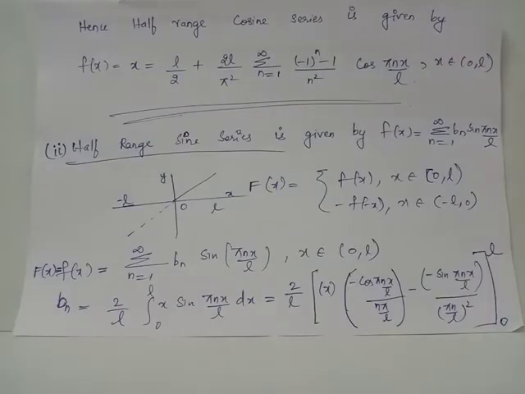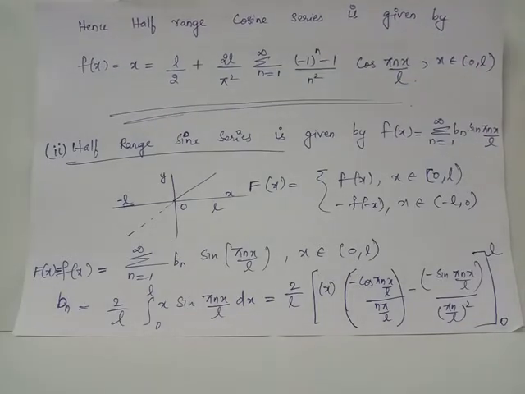Having found a naught and a n, we have half-range cosine series for f of x equals x given by f of x equals L by 2 plus 2L by pi square, summation n ranges from 1 to infinity, minus 1 the whole raised to n minus 1 divided by n square multiplied to cos pi n x by L, where x belongs to the range 0 to L. When you give different values for n, here inside the summation, you will get different cosine terms, and you see that this Fourier series expansion involves cosine functions only.